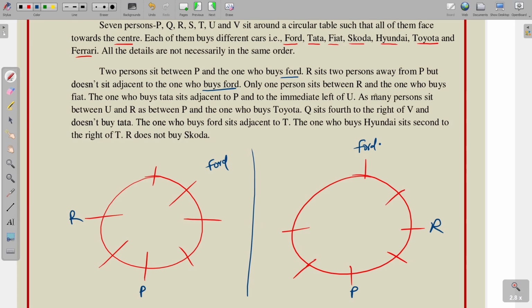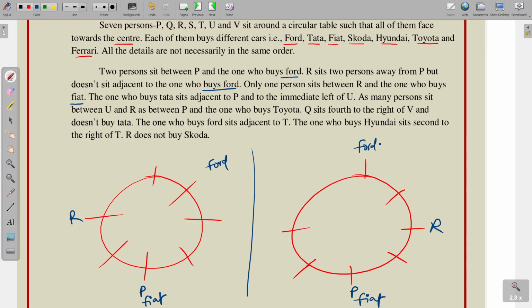Only one person sits between R and the one who buys Fiat. So between R and the one who buys Fiat, only one person is there. It means here we already have the Ford car, so it is Fiat. So P buys Fiat. Here also already Ford, so here Fiat car. So P buys Fiat car.